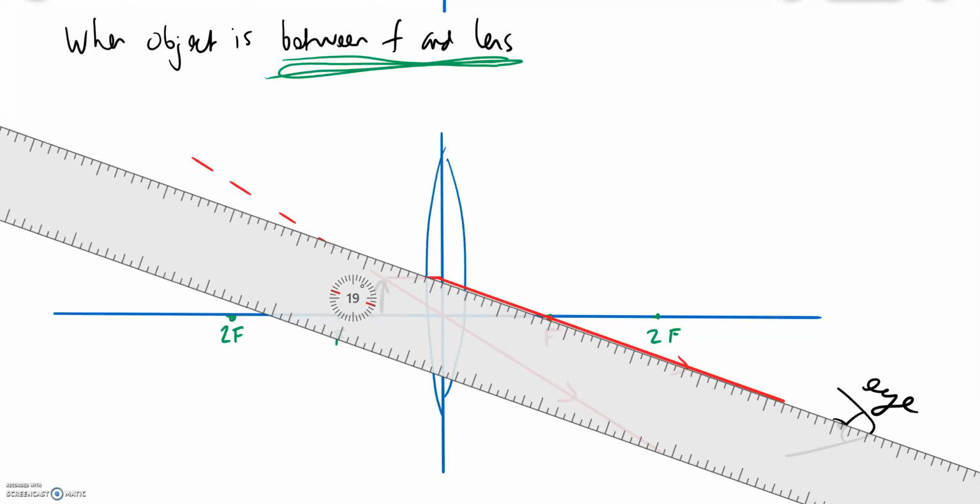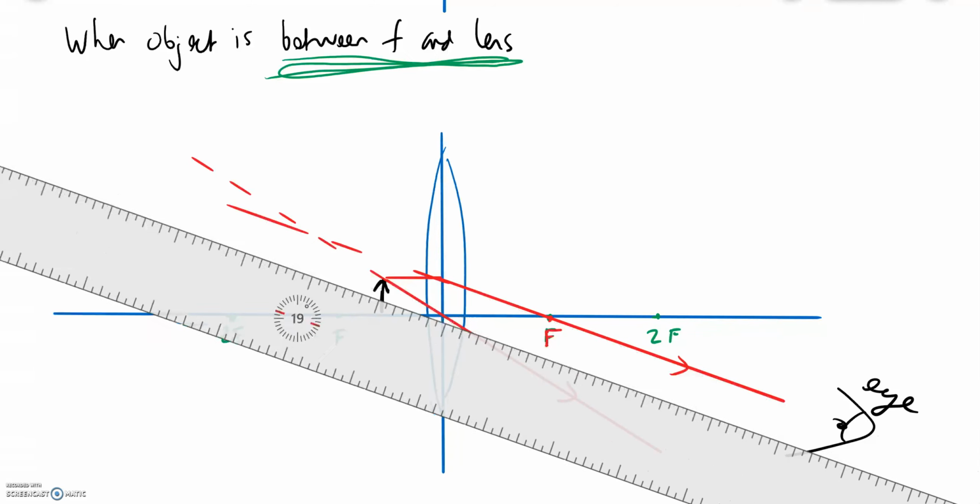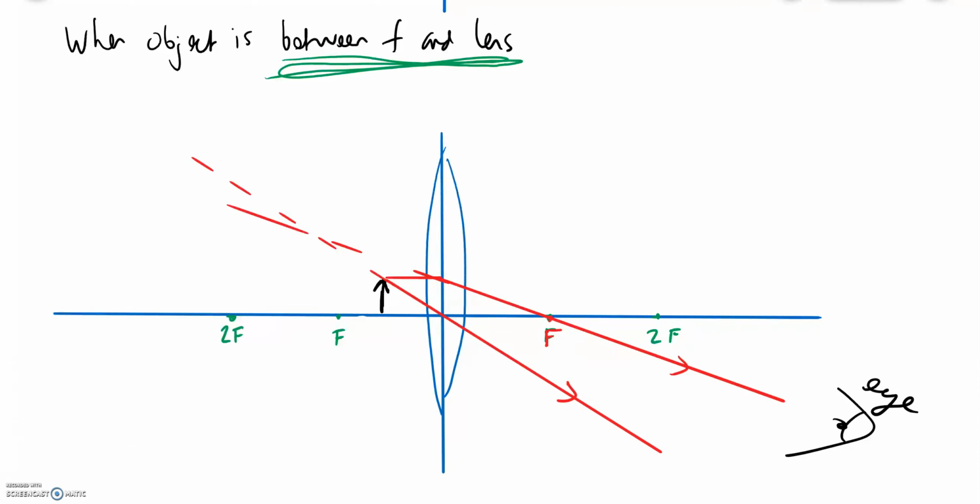If I put this one here, you'll do it a bit better than that in the exam. Continue it back, and look, the great news is they do actually meet about here. So this is where our image is going to appear. Just going to write over here. This is our image. This was our object.